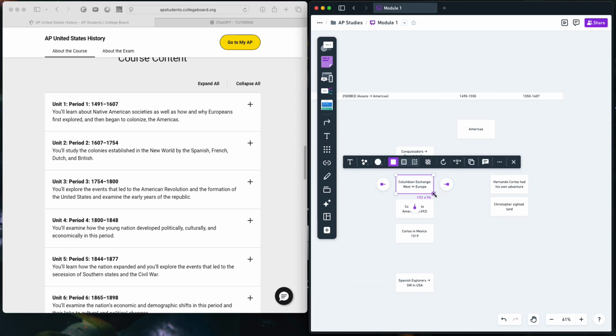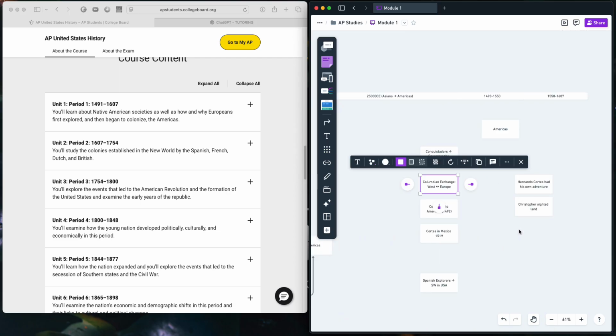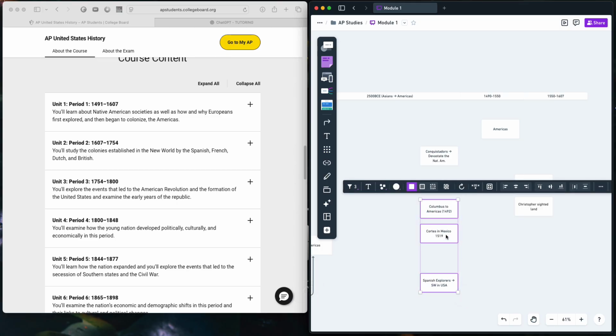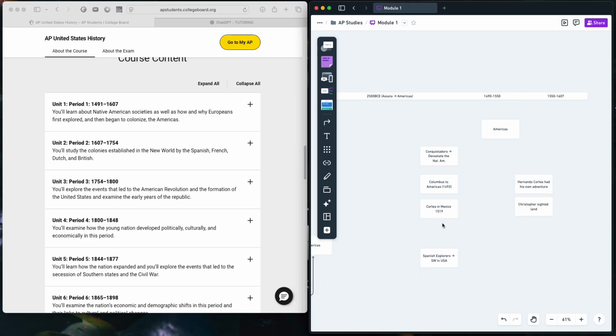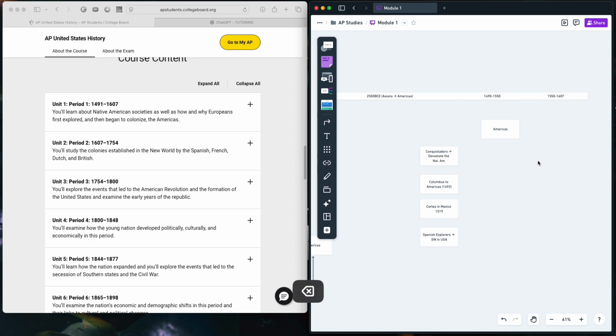Columbian exchange between the West and Europe. Okay, well, we kind of just had that already here, right? America to Columbus, Columbus to Americas. We're going to read about that, so I'm going to wait to put that on there. And then we've got Spanish explorers, Southwest United States. I'm going to wait to do that. Again, Columbus to Americas, and then Hernando Cortez had his own adventure, so that goes here. And then we have Americas here.